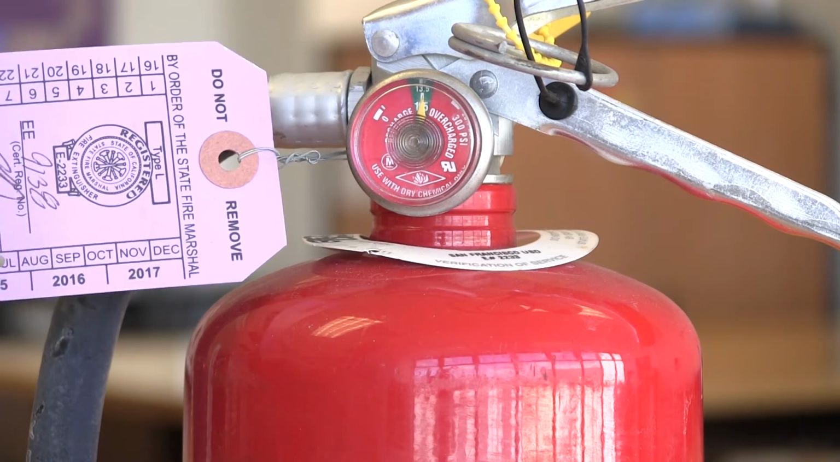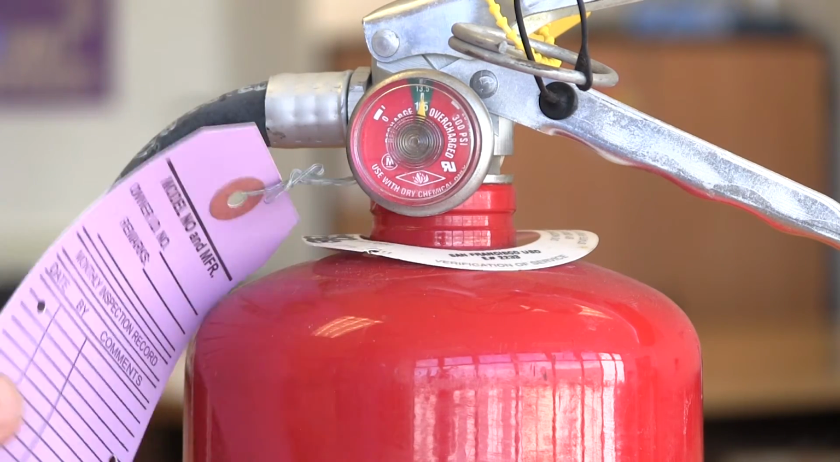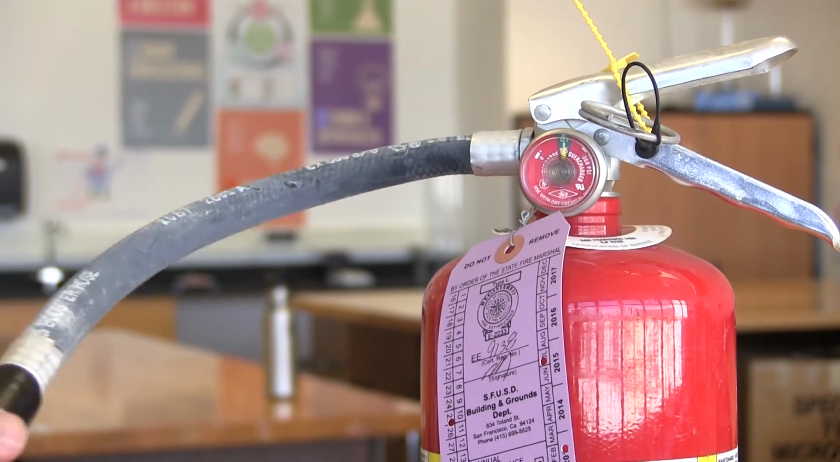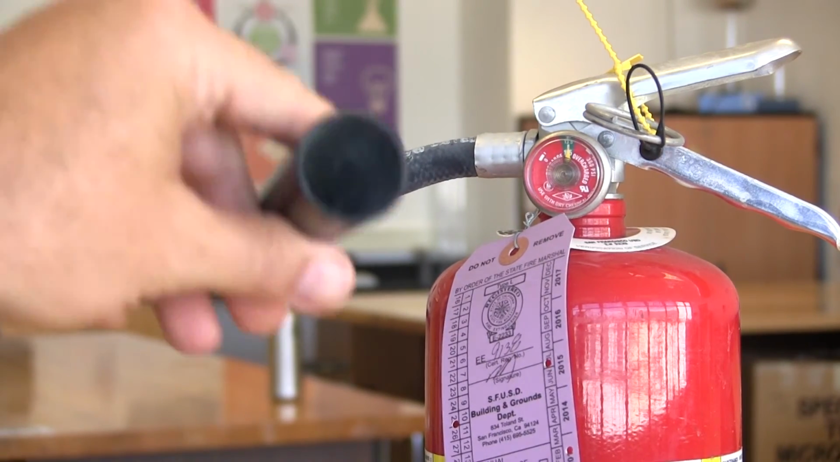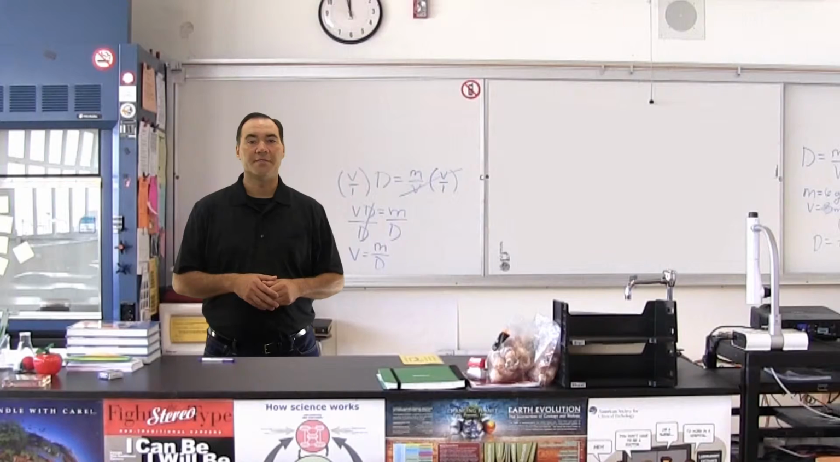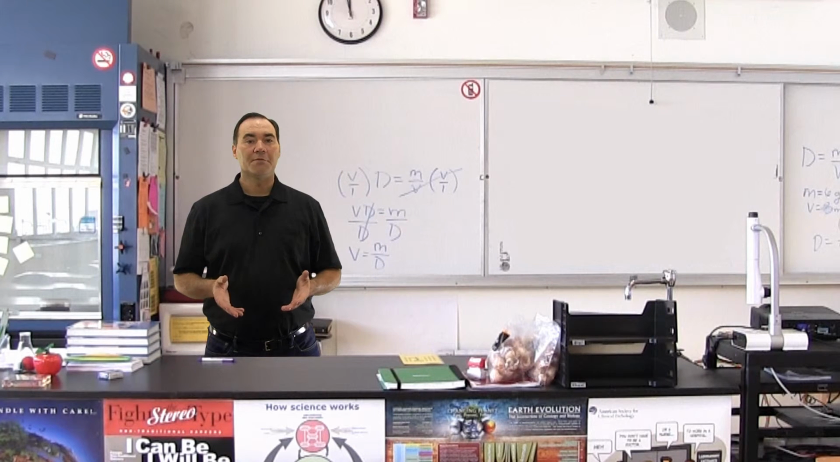Just take a quick look at the gauge to make sure that the needle is in the green area and not the red. You also want to make sure that the hose is still there and that there's a safety pin which is secured in place. If any of these are missing, contact B&G immediately to have your fire extinguisher replaced. There may be times when you need to use a fire extinguisher in your classroom.